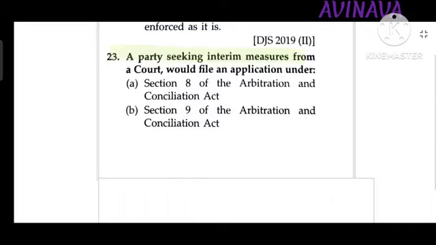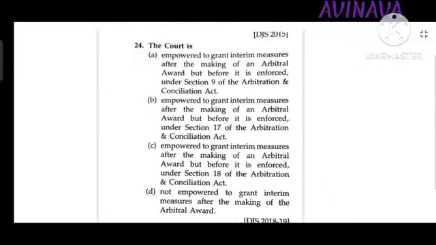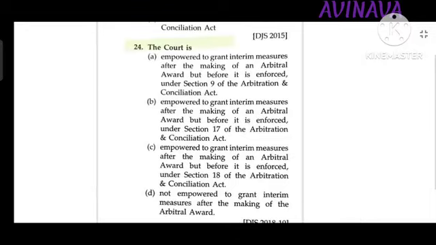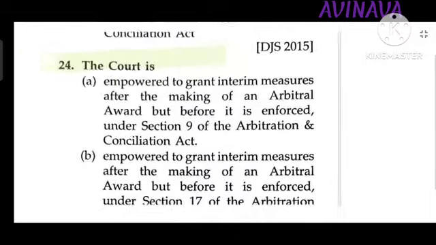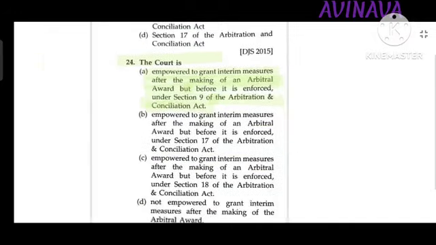A party seeking an interim measure from a court would file an application under Section 9 of the Arbitration and Conciliation Act. The court is empowered to grant an interim measure after the making of the arbitral award, but before it is enforced, under Section 9 of the Arbitration and Conciliation Act.